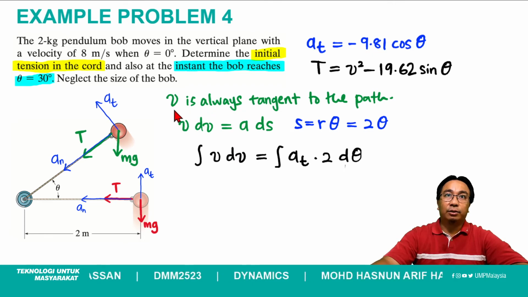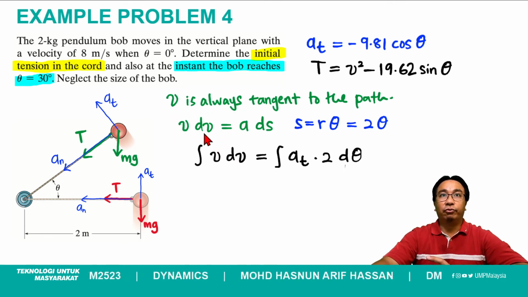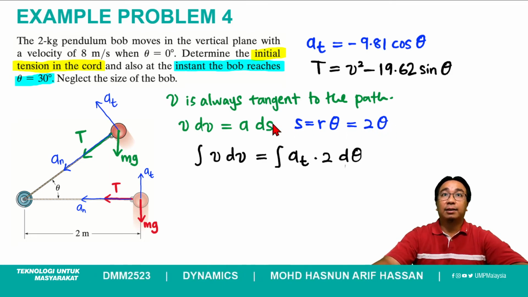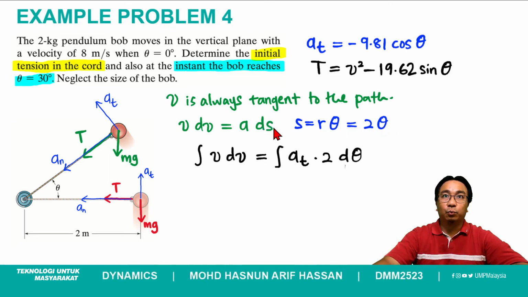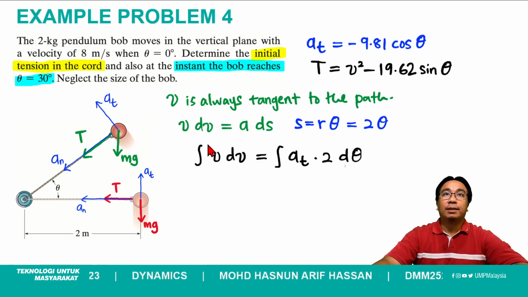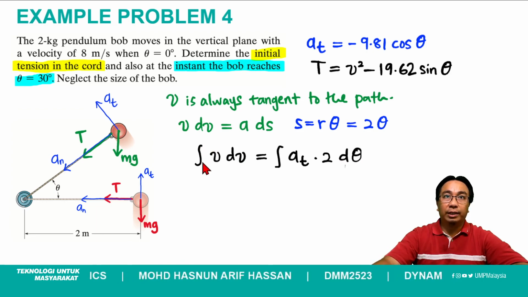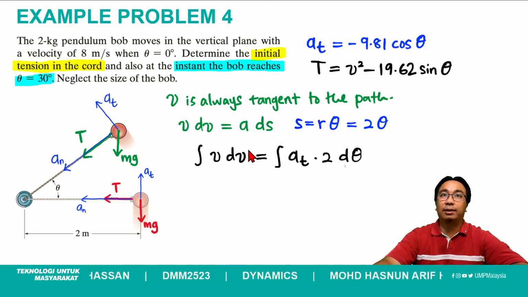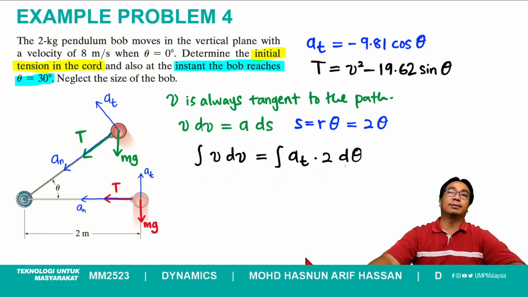So basically, I repeat a little bit. We take this equation from kinematics, v dv equals a ds, and we use s equals r theta to get s equals 2 times theta. And then we replace ds here with d theta, with 2 d theta. So you get v dv equals a_t times 2 d theta. Then to get the value of velocity, we integrate left and right hand side of the equation. You integrate left hand side, you have to integrate also right hand side.